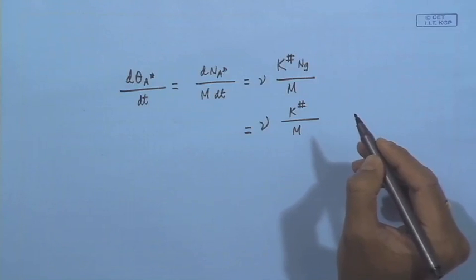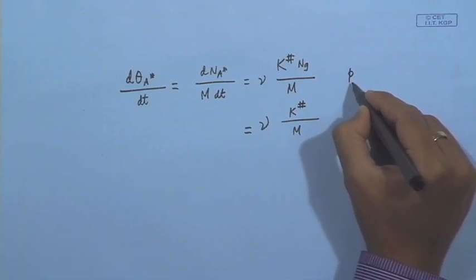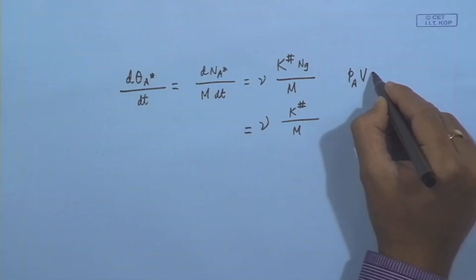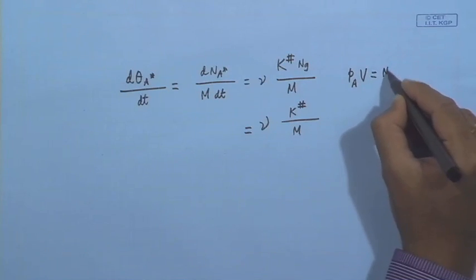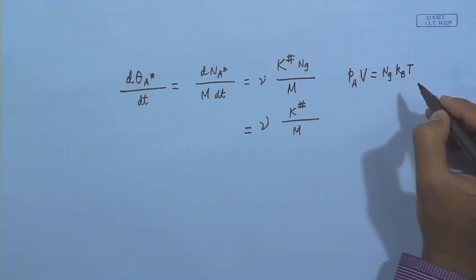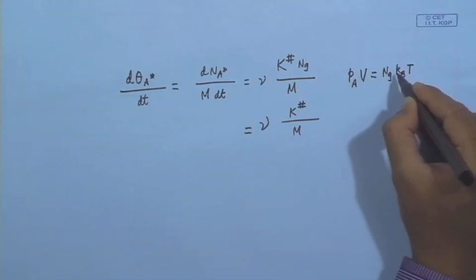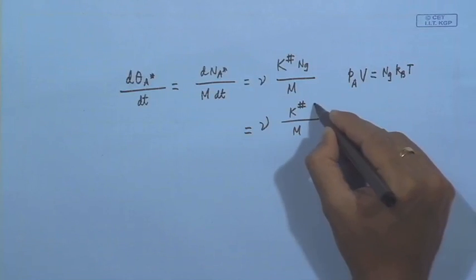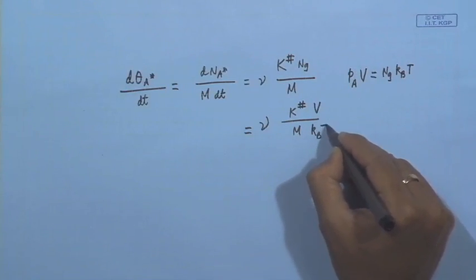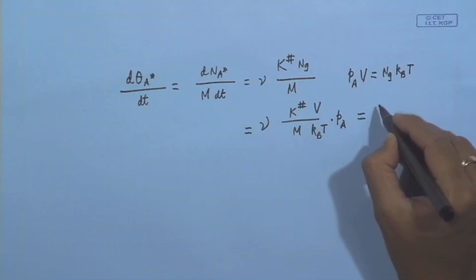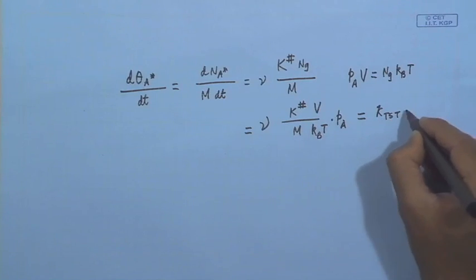Now, you have to write in terms of P A, the gas pressure of A. Then P V is equal to N G K B T. So, you can write in this way. If you substitute, this is your number density, it is not the mole, it is the number density N G. So, you can write V by K B T into P A, which is equal to the transition state theory K TST P A.